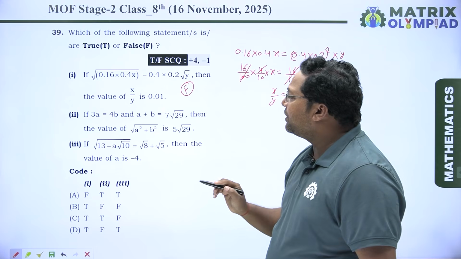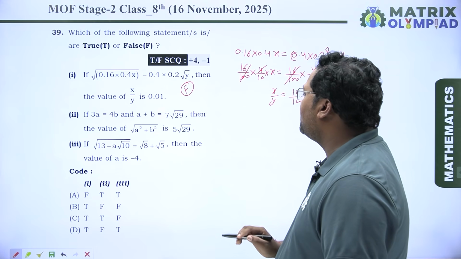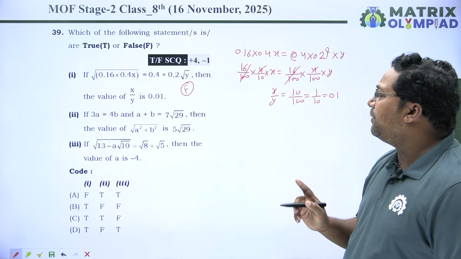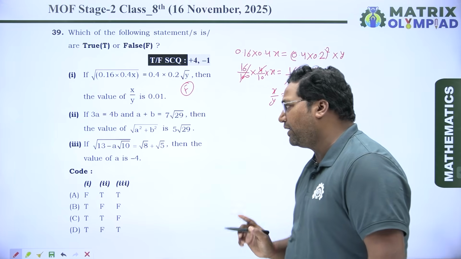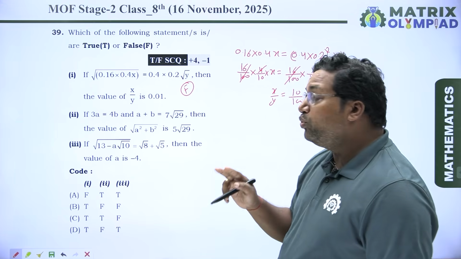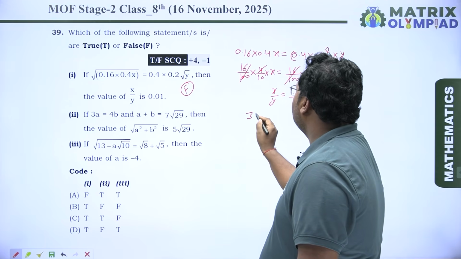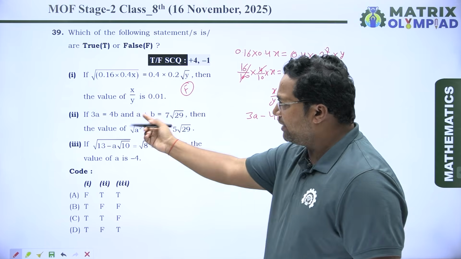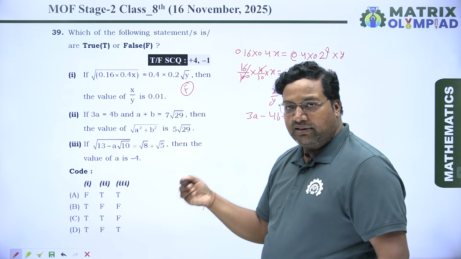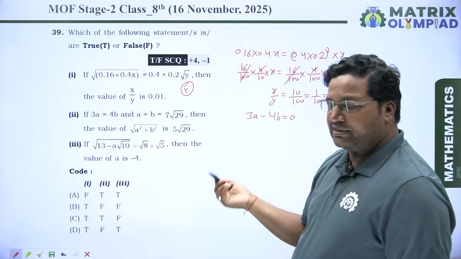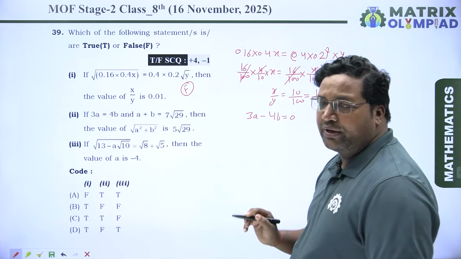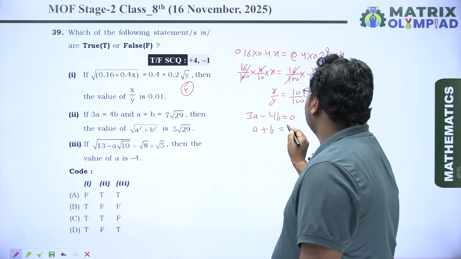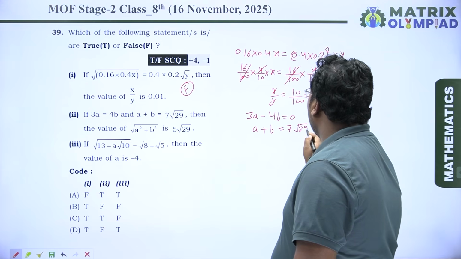Next is, if 3a equal to 4b and a plus b equal to 7 under root 29, then the value of under root of a square plus b square is 5 under root 29. So here we are given two linear equations. The first equation is 3a minus 4b equal to 0. I have to write 3a equal to 4b in the form of ax plus by plus c, that is 3a minus 4b equal to 0. The second equation is a plus b is equal to 7 under root 29.